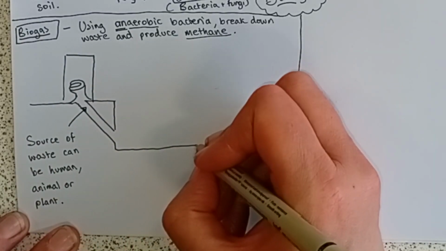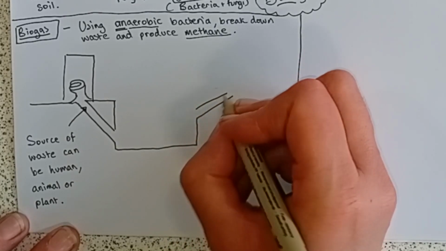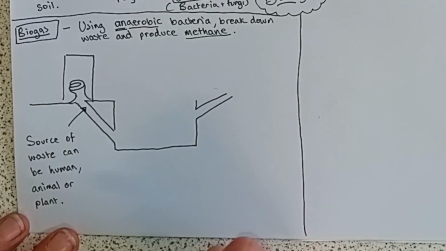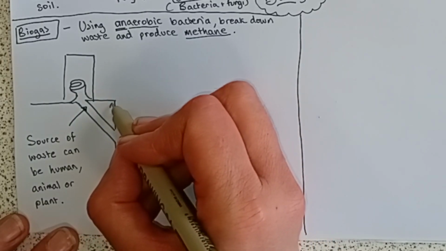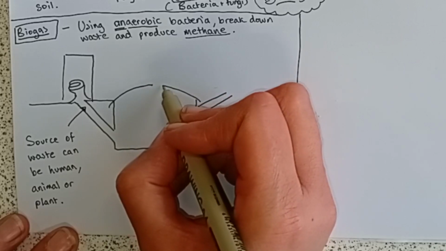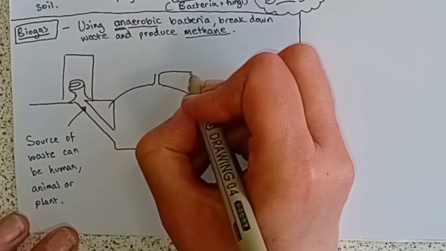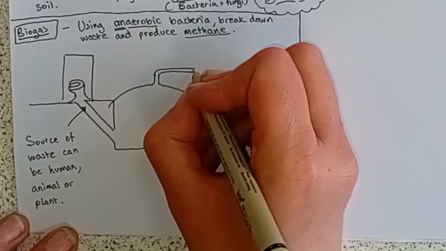So I'm going to draw the big pit here. I'm going to draw another pipe coming off the side there. This chamber is going to be our biogas generator. It needs to be sealed in because it needs to be anaerobic, and they tend to have a domed top whereby there's a pipe coming off the top, and that is where you collect the gas.